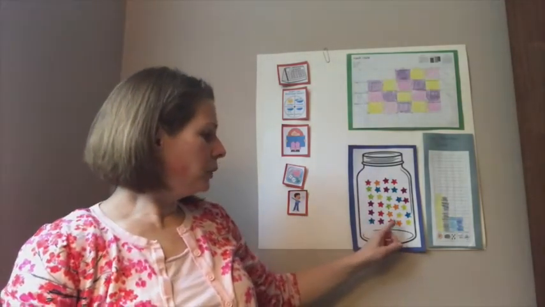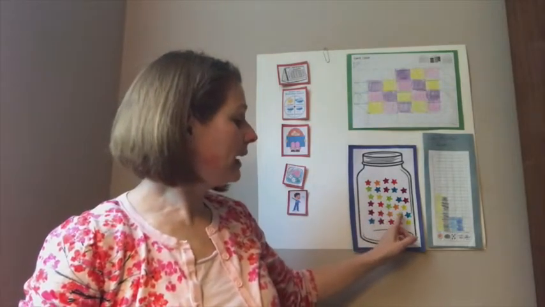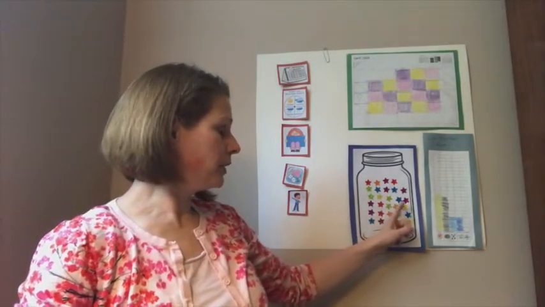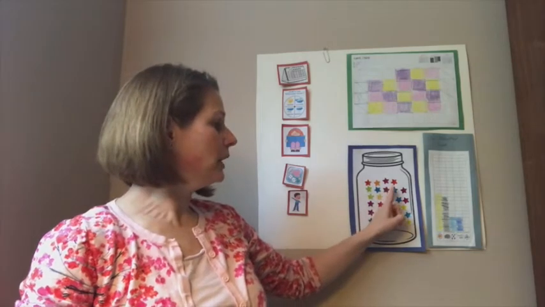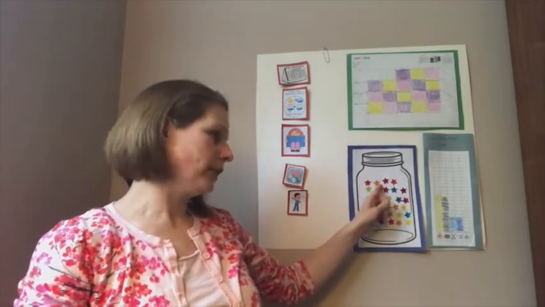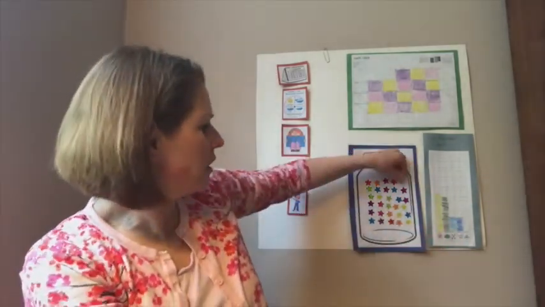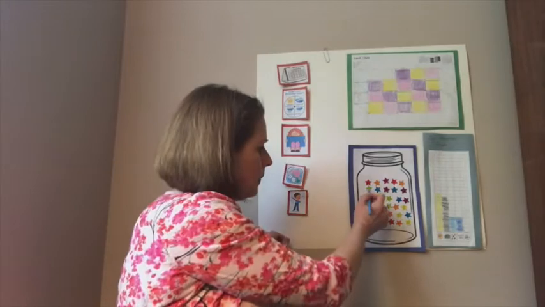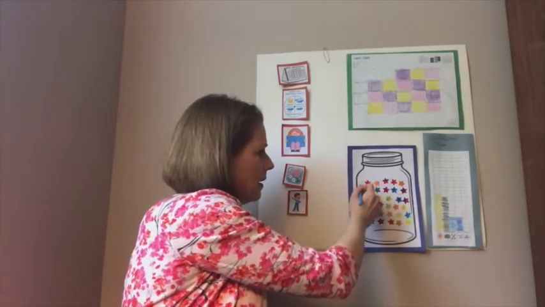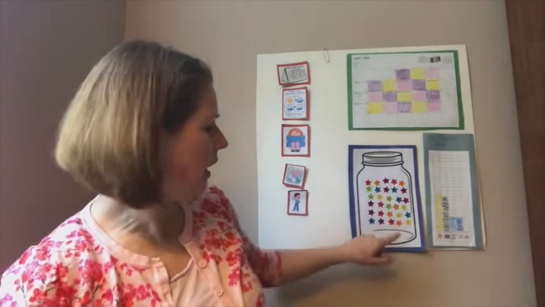All right, let's count the stars in our star jar. 1, 2, 3, 4, 5, 6, 7, 8, 9, 10, 11, 12, 13, 14, 15, 16, 17, 18, 19, 20, 21, 22, 23, 24, 25, 26, 27, 28, 29. Today will be 30, and it's an orange star. 30 circle times at home, and that makes another 10 that we can circle. So when we count by tens, we've got 10, 20, 30. 30 circle times at home.